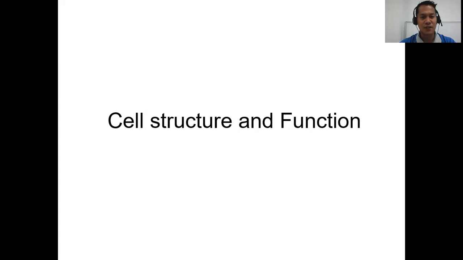Our lesson this morning is about cell structure and function. This lesson is specially designed for my M1 student. If you are free, you can join and you can interact and have fun.